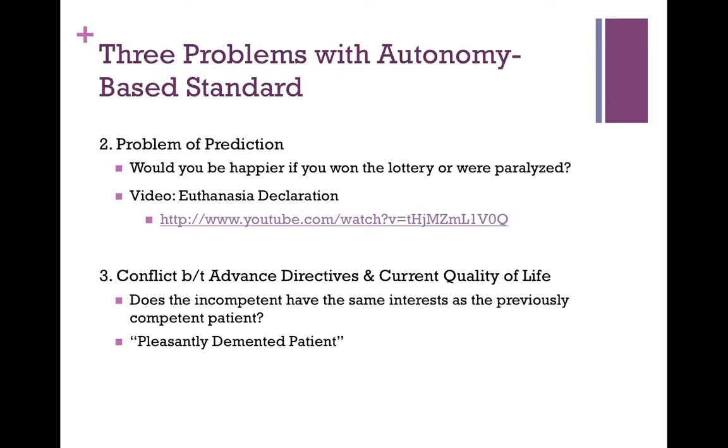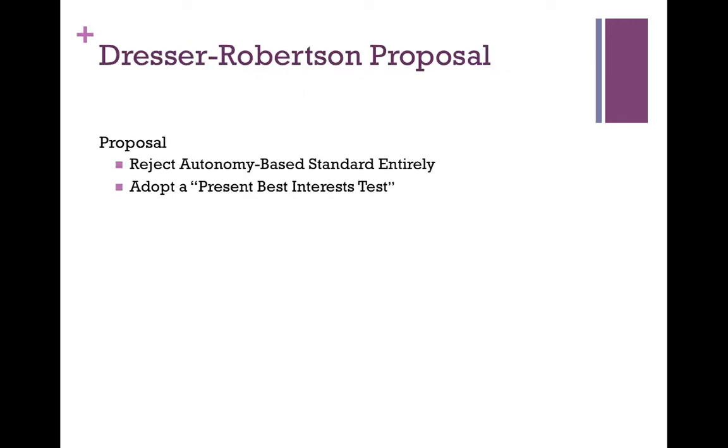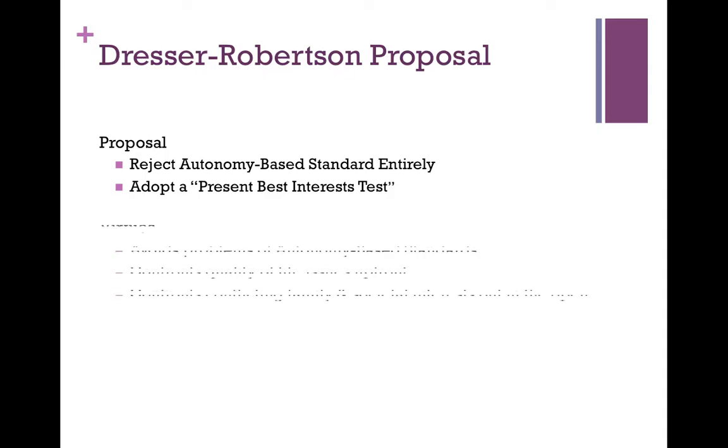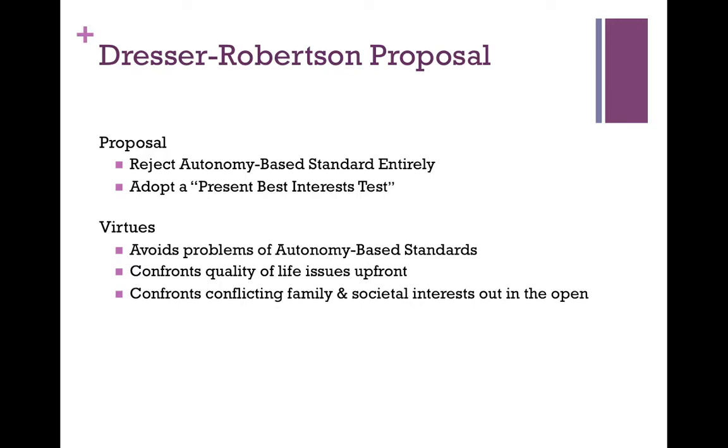And it's these types of problems, ambiguity, the problem of prediction, and conflict between advanced directive and current quality of life, which has led some philosophers to argue that we should just reject the autonomy-based standard entirely and adopt a present best interest test. The idea here is that this would avoid all the problems that we see with the autonomy-based standards, and it would allow us to confront quality of life issues up front.